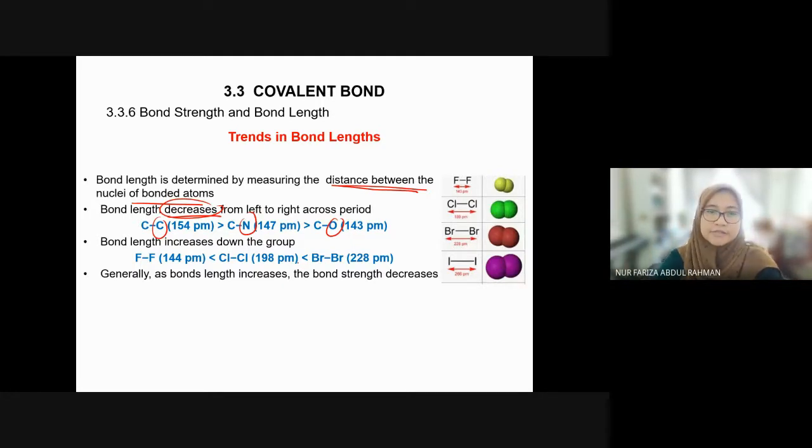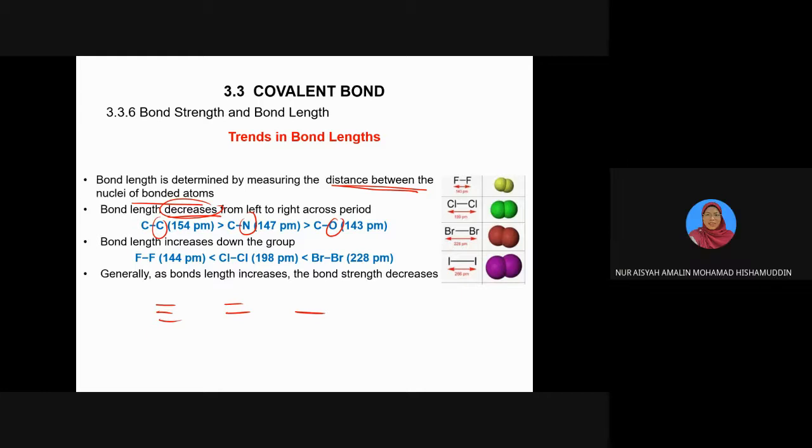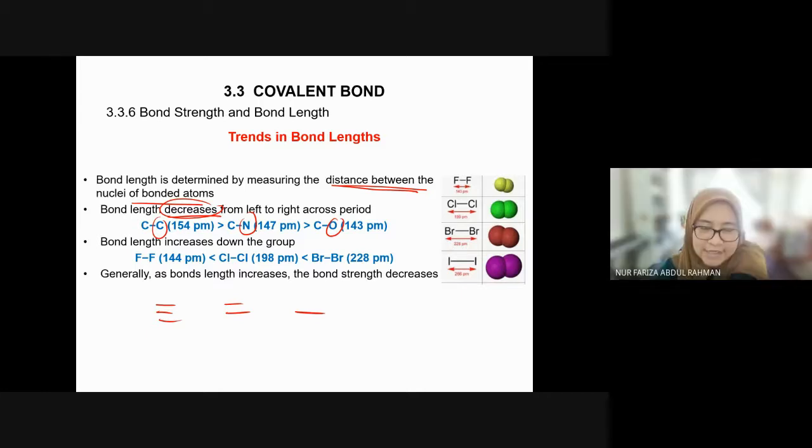Okay. Alright, so you can imagine, saya tanya soalan. Between triple, double, and single bond, which one is the shortest in length, guys? Triple. Okay, the longest? Single. Single lah kan.